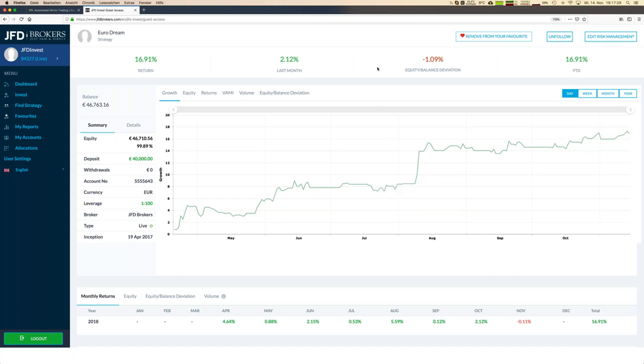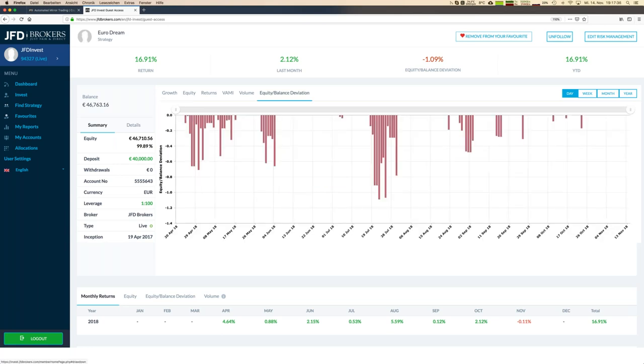There's one key figure of that strategy which is really extremely well, and that is this equity balance deviation for this strategy. The maximum number is a little bit more than 1%, which is an extremely low number. That means that strategy is not losing much money in the time between. So it's a very steady strategy, not having lots of open positions, which might have floating losses.